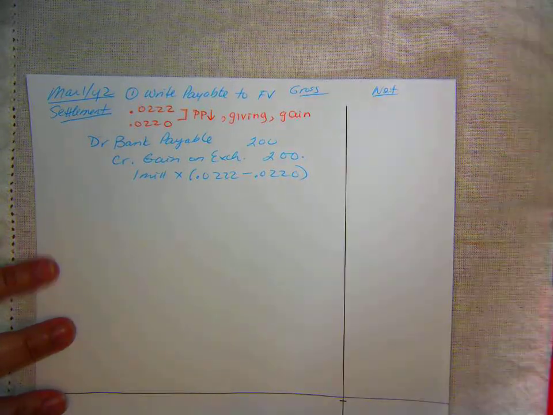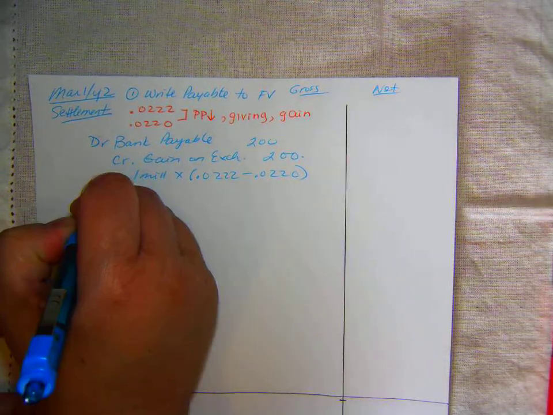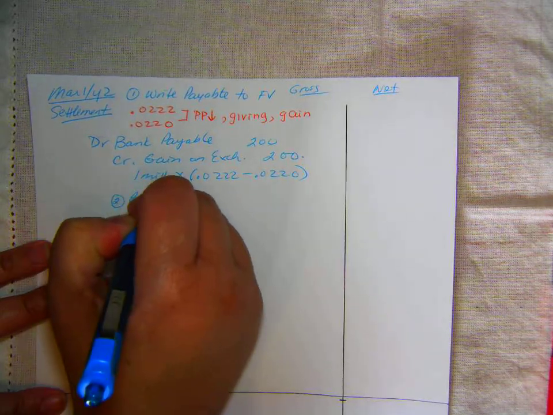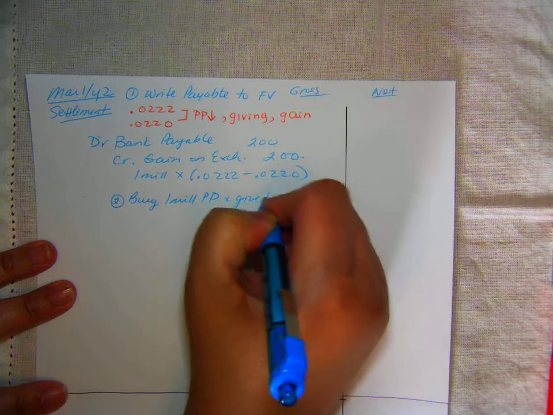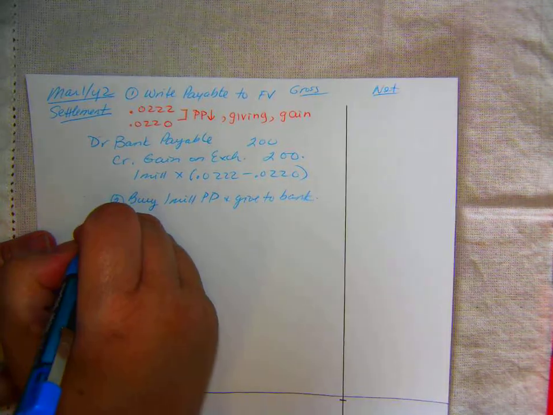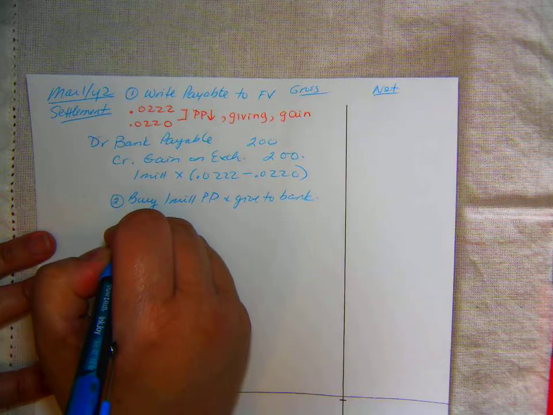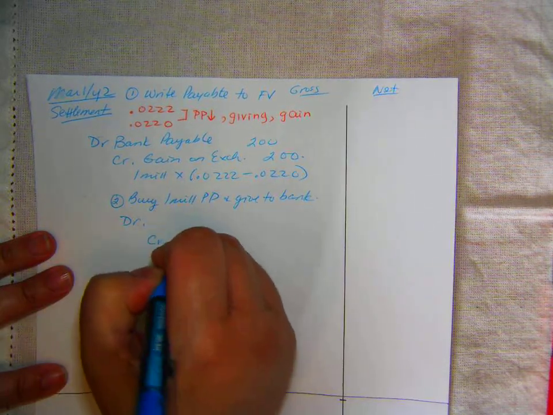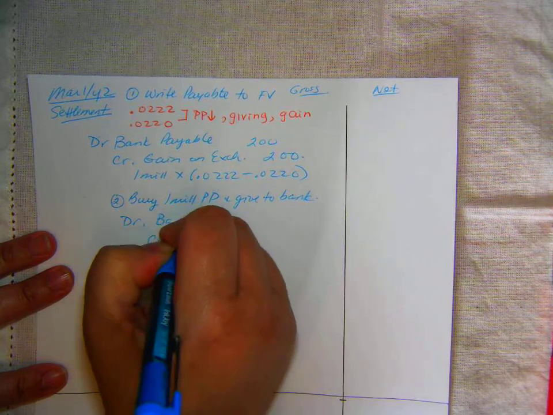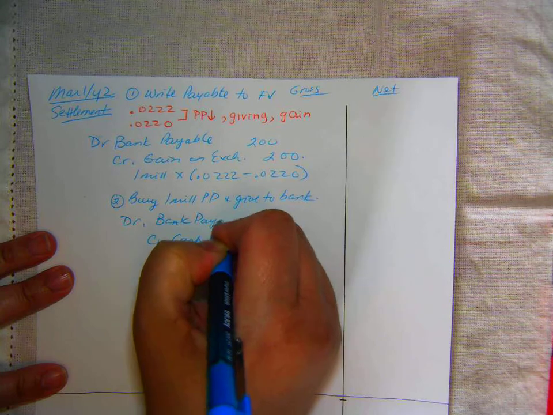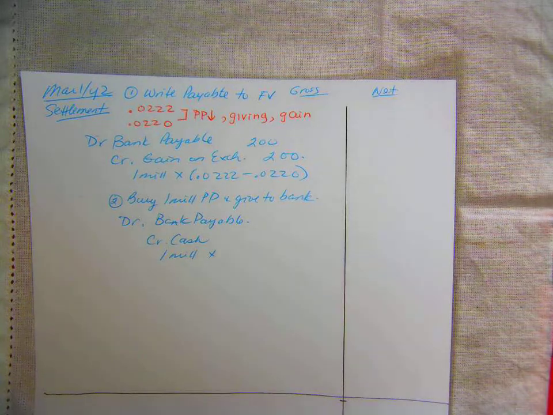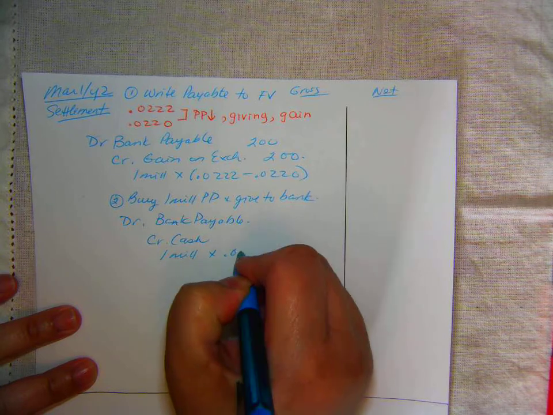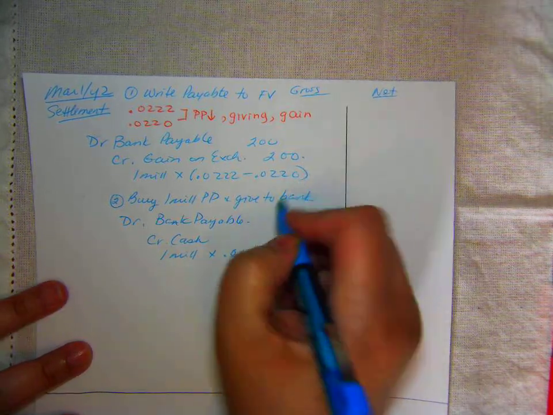Okay, so next thing we have to do is buy the pesos, 1 million Filipino pesos, and give to the bank. So we're going to give away cash and debit the bank payable for 1 million times, well, how much do Filipino pesos cost today? It's 0.0220. So that's 22,000.